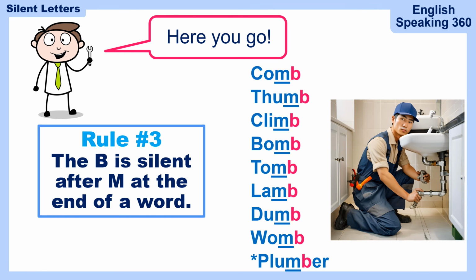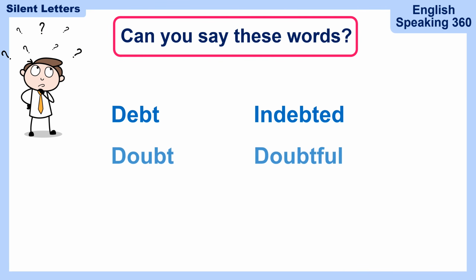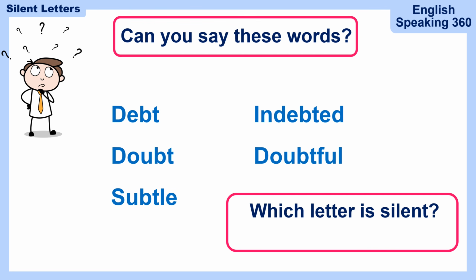So usually the B should be pronounced. It should be plum-ber, but it's not plum-ber. It's plumber. In other words like this, number, humble, tumble, the B is always pronounced in the middle of the word, except for plumber. Can you say these words? They are pretty challenging. Which letter is silent? And what's the rule?